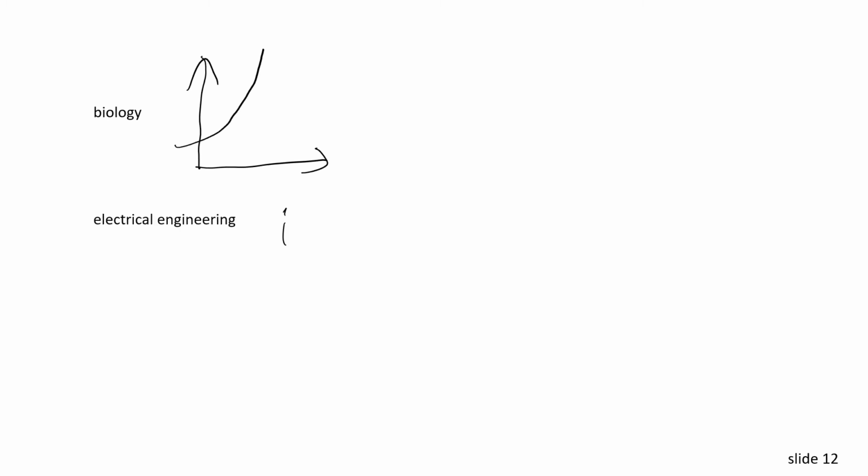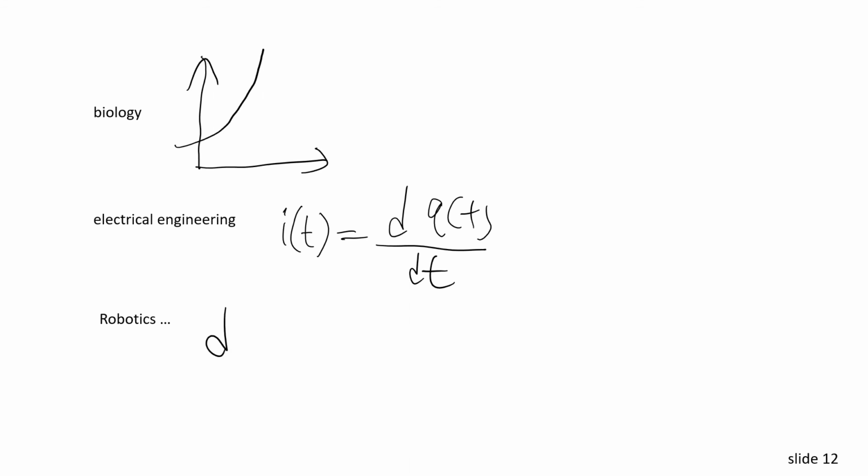In electrical engineering, the electrical current equals the derivative, or rate of change, of electrical charge with respect to time. And robotics uses electrical engineering and physics, and there you use differential equations that characterize the conservation of momentum when robots collide. You got stuff like momentum and velocity.